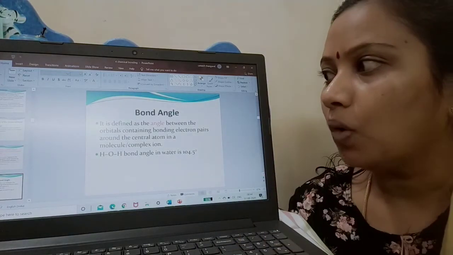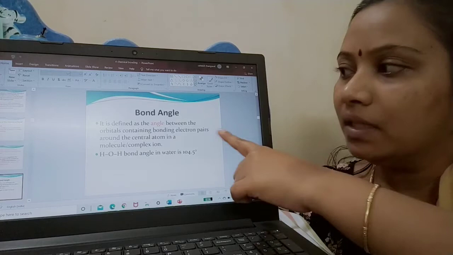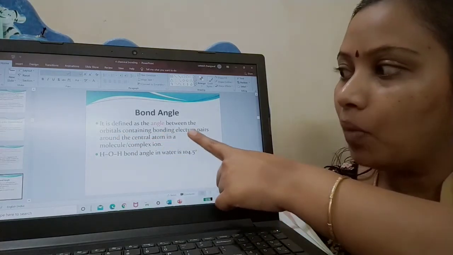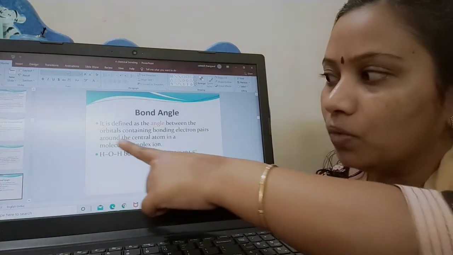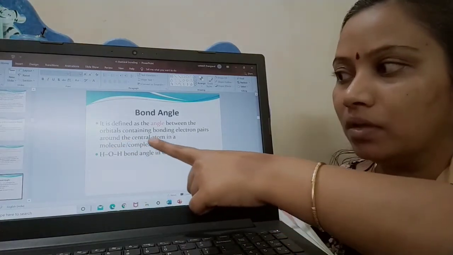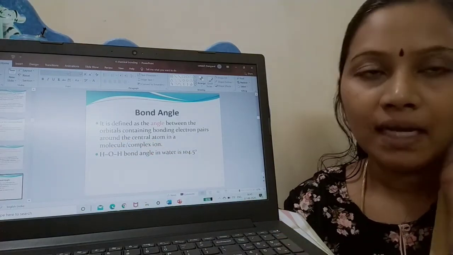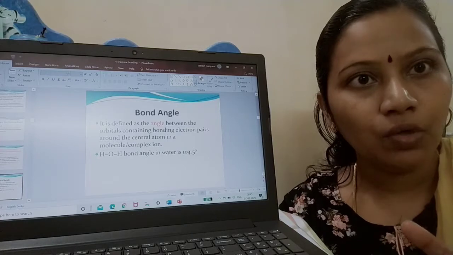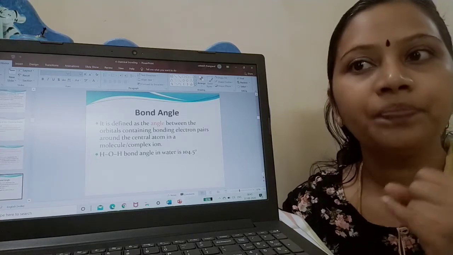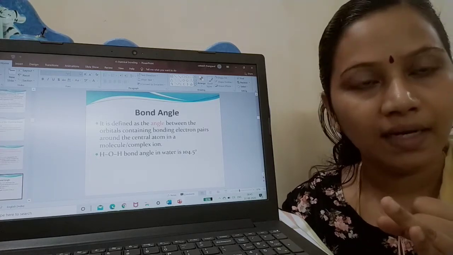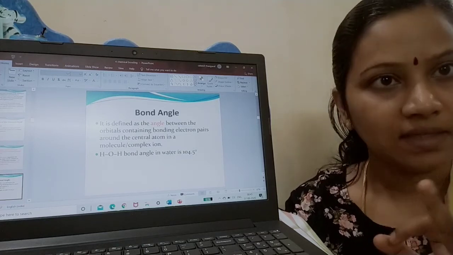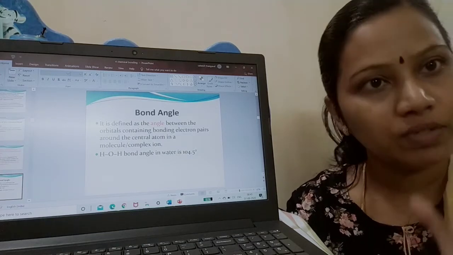Now what is bond angle? Angle between the orbitals containing bonding electron pairs around the central atom in a molecule or in a complex ion. I'll be doing a separate video on bonded electrons, like paired electrons, unpaired electrons, bonded atoms, etc. I'm doing a separate video on that using a whiteboard.